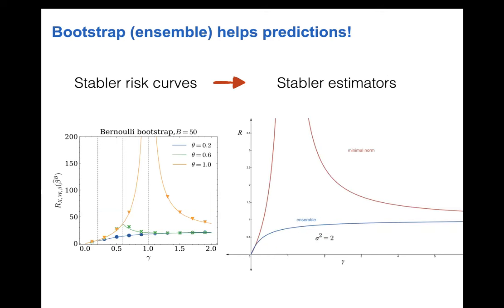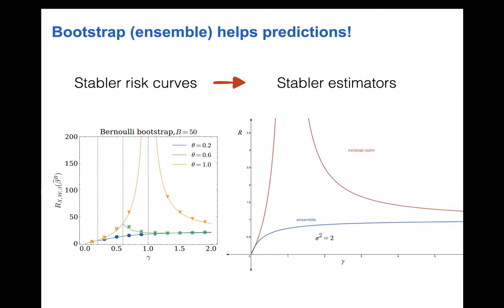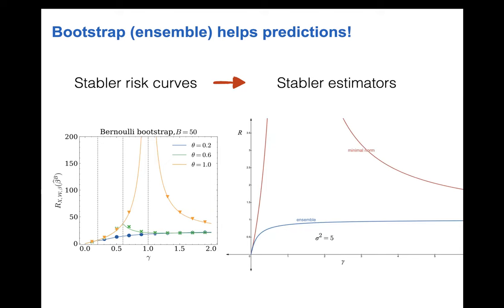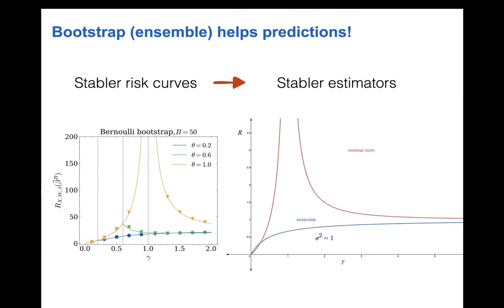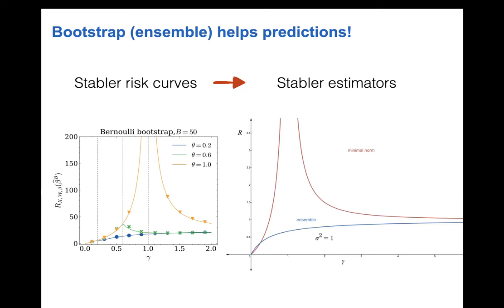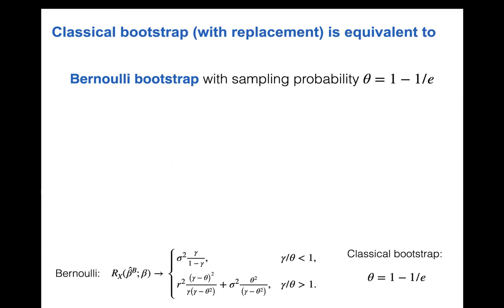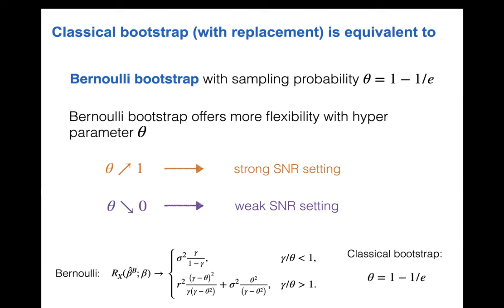What is really always identifiable is a prediction. So we think about this bootstrap, which is a specific ensemble, and it actually just helps to stabilize the risk curves. Even in our prototype study, which only analyzed one sample ensemble, or in our more rigorous study where we analyzed the Bernoulli bootstrap or the bootstrap with replacement, in both cases, it just helps to stabilize the prediction risk. And we have already talked about this before. So the classical bootstrap, which is a bootstrap with replacement, is equivalent to Bernoulli bootstrap with a certain sampling probability, at least statistically, right? But Bernoulli bootstrap offers you more flexibility because it has a hyperparameter theta. Theta is a sampling probability.